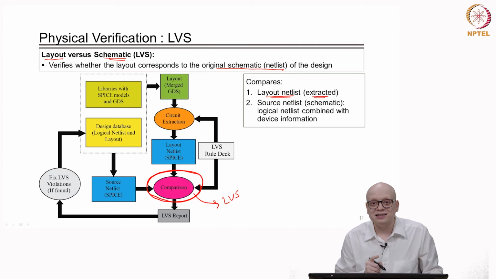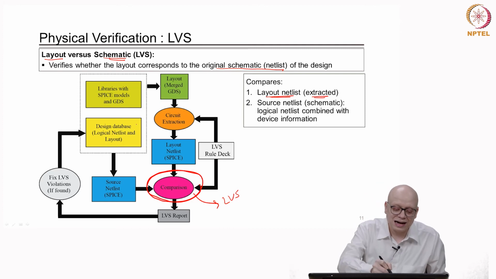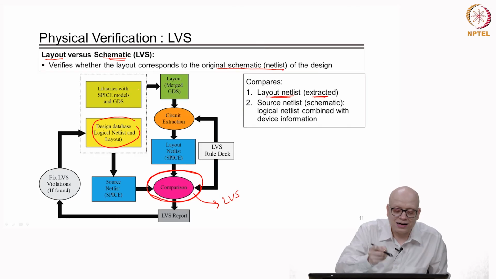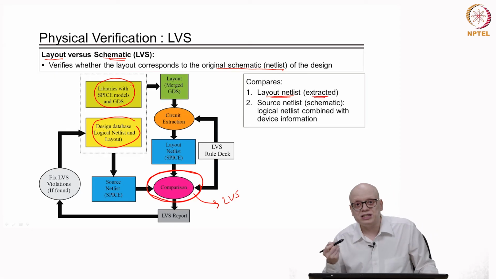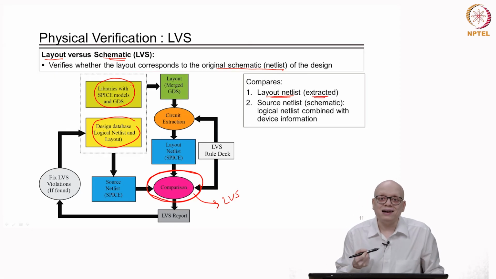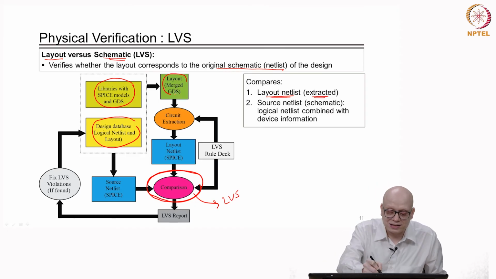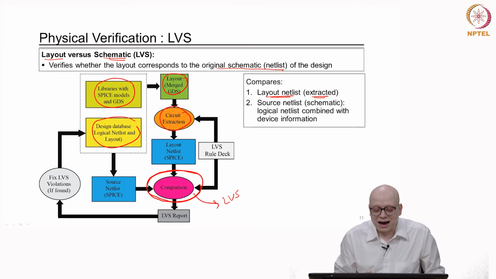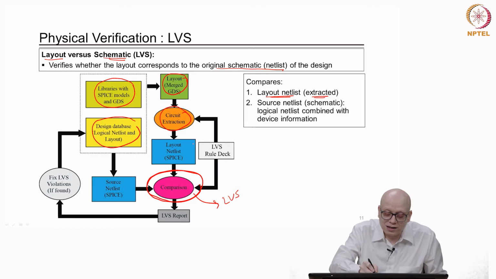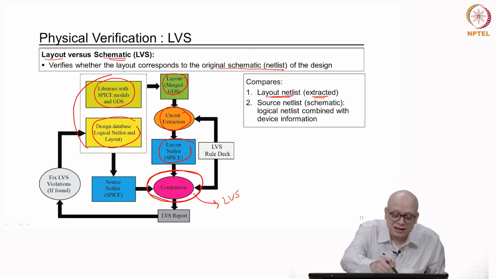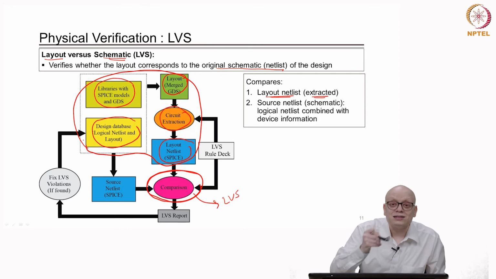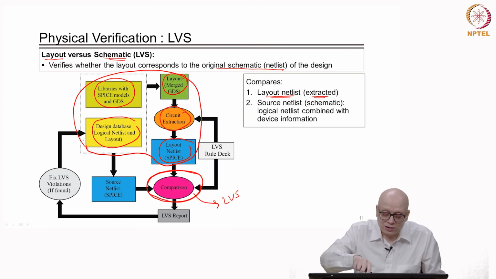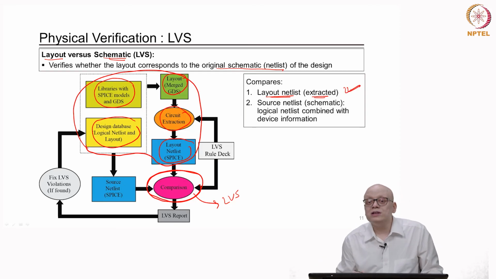Remember that when we discussed circuit extraction, we said that given our design and the libraries and the PDK, which contains the GDS of each individual standard cell and macro, we created a merged GDS, and using the merged GDS we did a circuit extraction. When we did the circuit extraction, we got the layout netlist. This portion is the same that we discussed in layout extraction. The layout netlist that we got from layout extraction is compared with the source netlist.